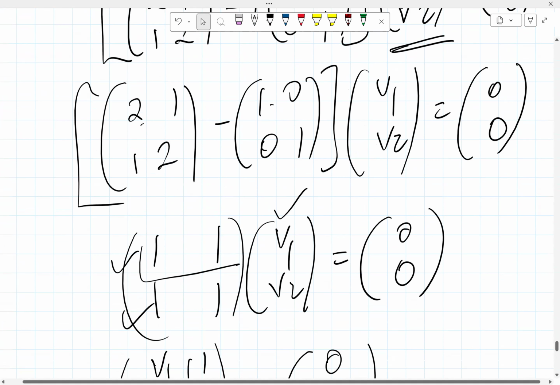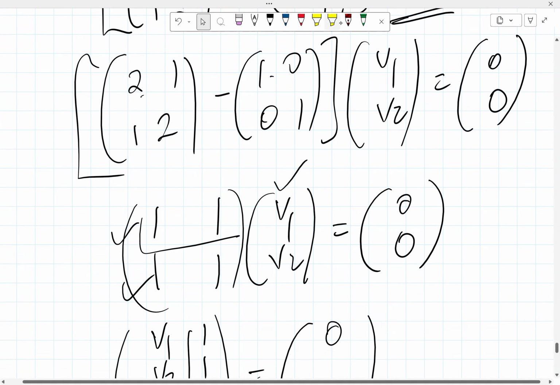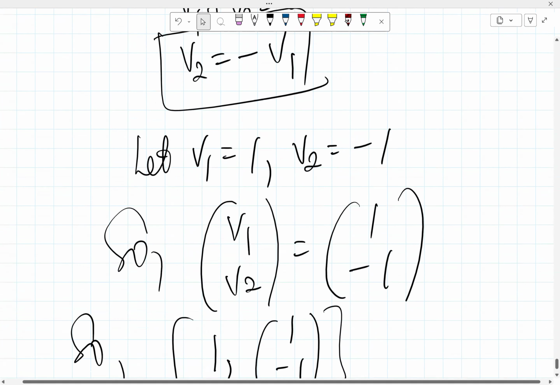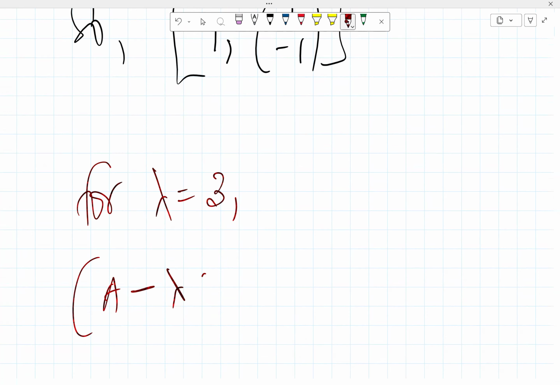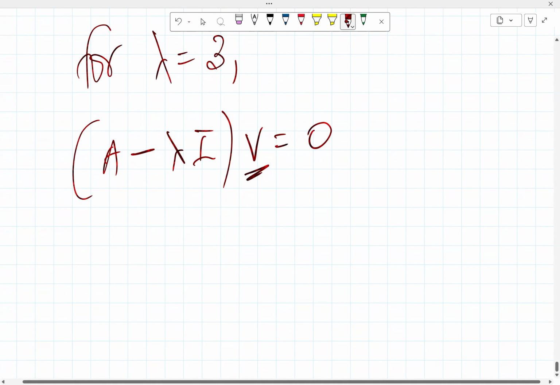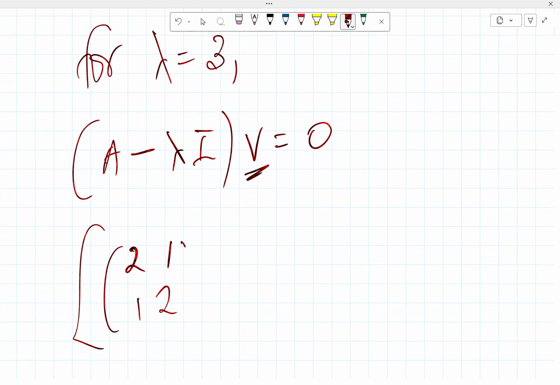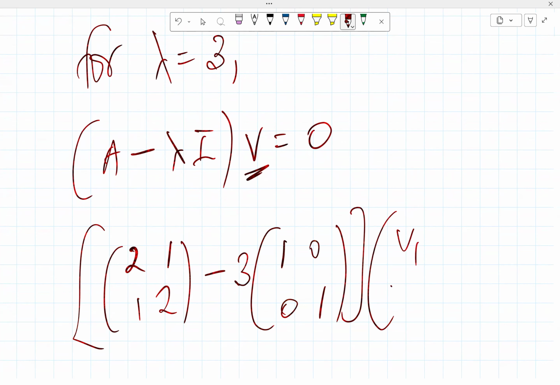So we can go for the next one. For eigenvalue lambda equals 3, again we have A minus lambda I multiplied by v equals 0. So we are looking for this v again. We have 2, 1, 1, 2 minus 3, since lambda is now 3, into 1, 0, 0, 1, multiplied by v1, v2, and that is equal to 0, 0.